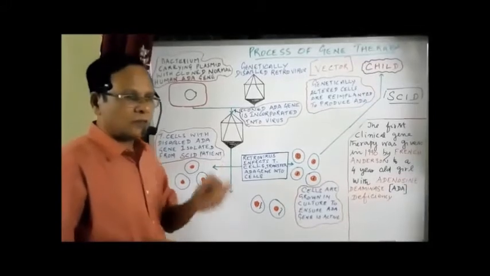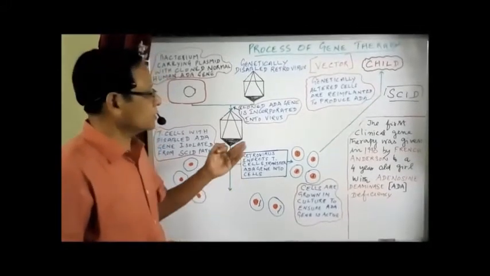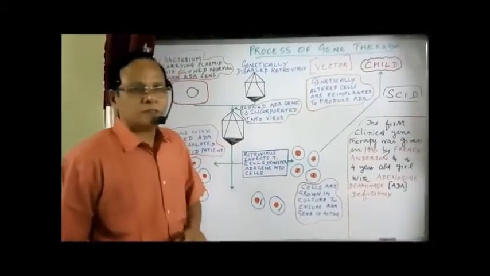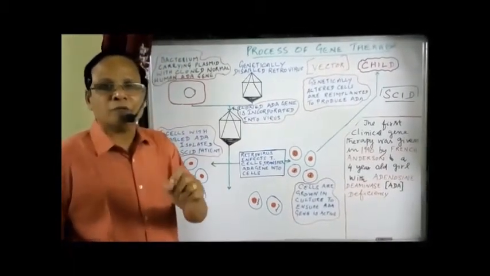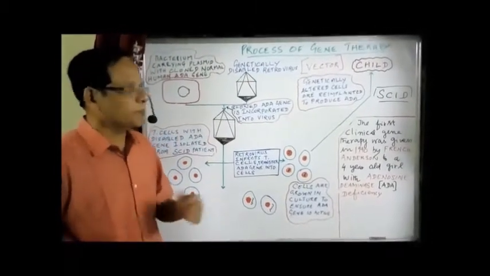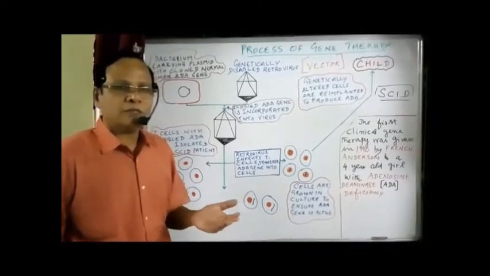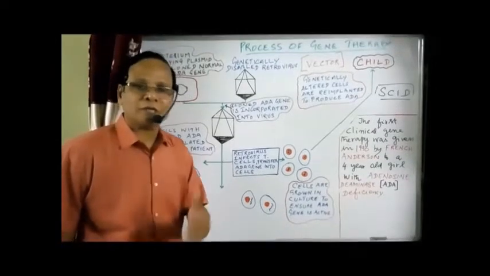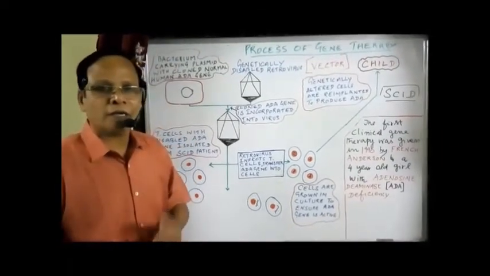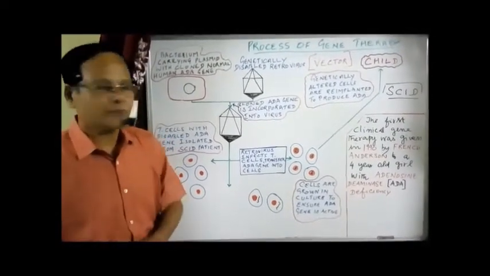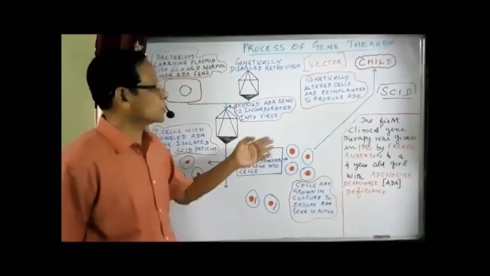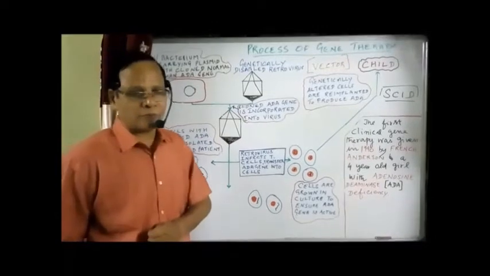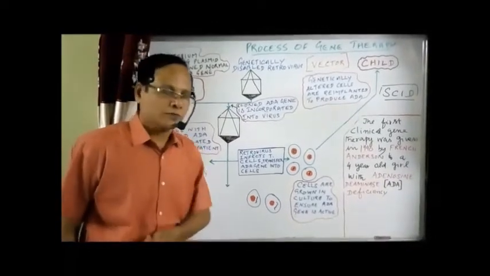So there are 3 ways by which we can cure the disease. This is what is called SCID, severe combined immunodeficiency disease. It can be treated by 3 different methods: either by means of bone marrow transplantation, or enzyme replacement therapy, or by means of gene therapy. So I will take the gene therapy method first, then we will go on to the others.